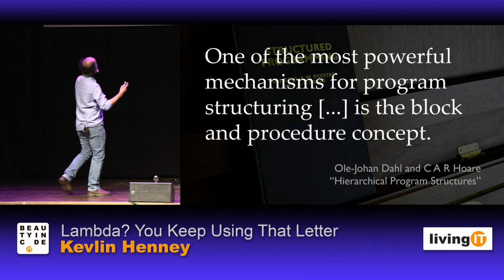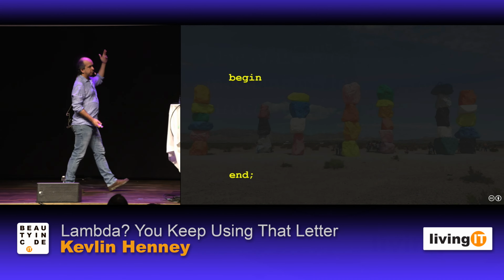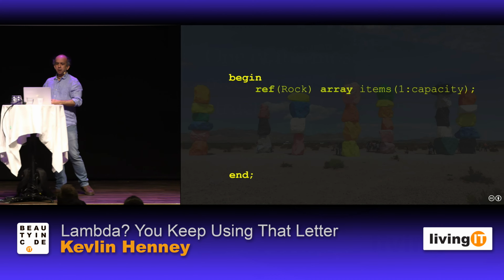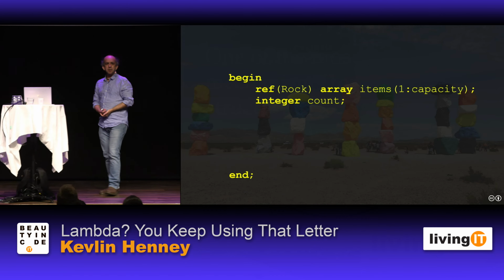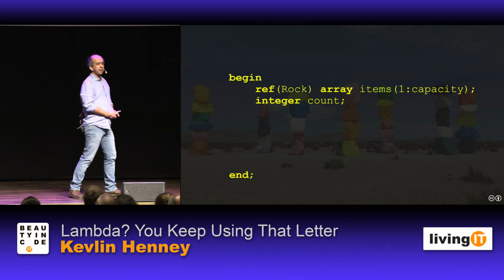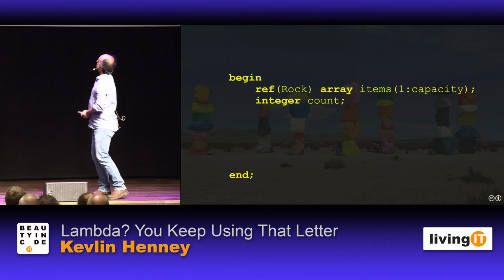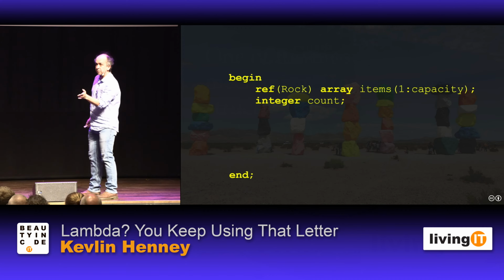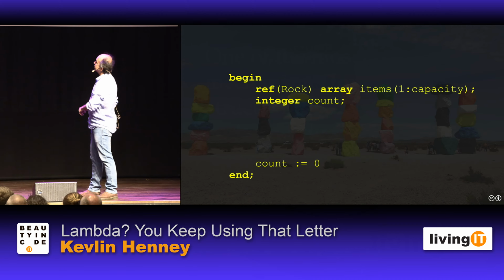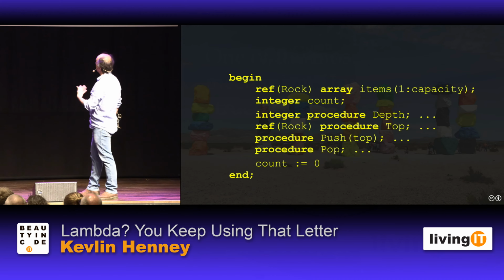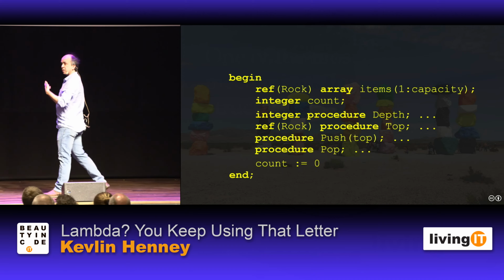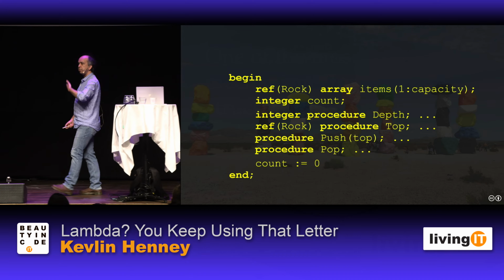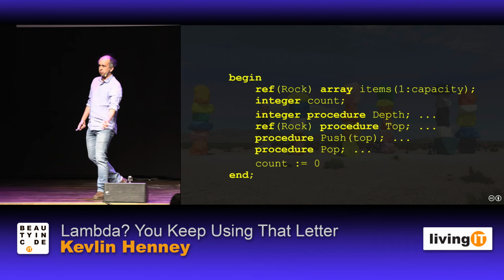One of the most powerful mechanisms for program structuring is the block and procedure concept. So here, in a derivative of ALGOL 60, we've got a block. Begin, end. The block was one of the great inventions, really introduced with ALGOL 58, but refined in ALGOL 60. And we've got an array of items. Rocks, to be precise, references of rocks. And we've got a count of how many we've got, and we're going to initialize that to 0. And then we've got a bunch of nested procedures, depth, top, push, and pop, because you can put procedures inside blocks. This is something that people have kind of forgotten about. That's what block structuring refers to. Everything can be put within a block, including blocks, including blocks. It is turtles all the way down.